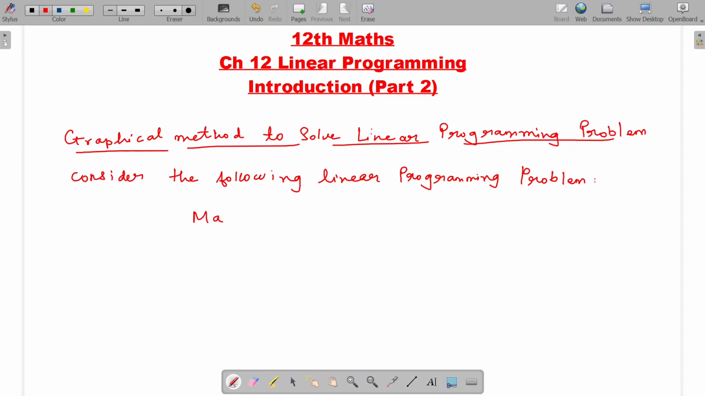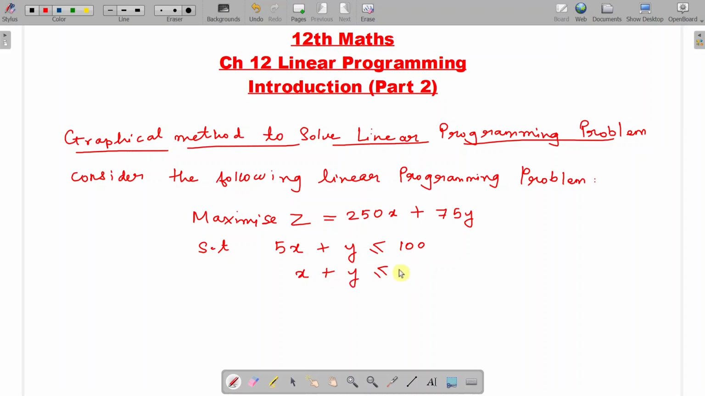So maximize z equal to 250x plus 75y such that we have the linear constraints as 5x plus y less than or equal to 100, x plus y less than or equal to 60, and x, y are greater than or equal to 0.